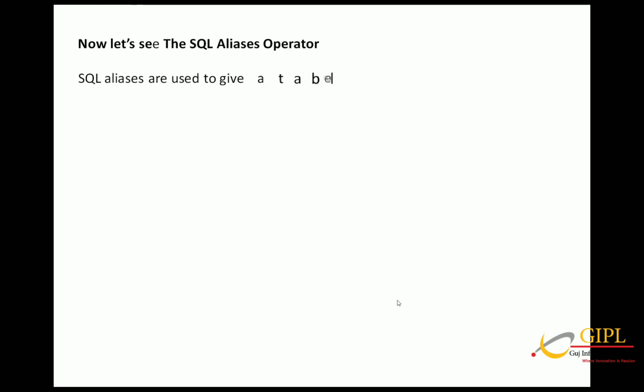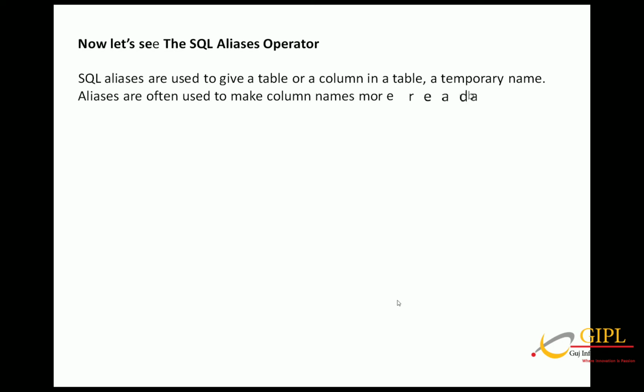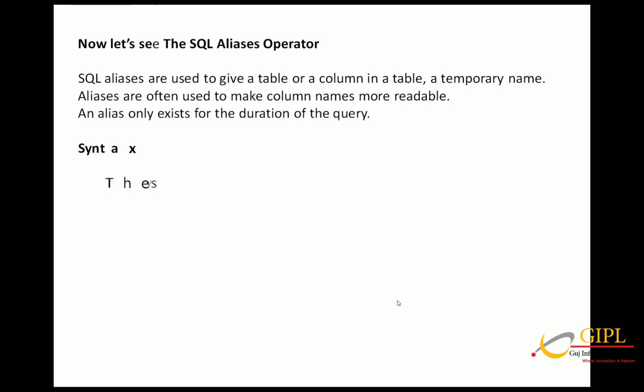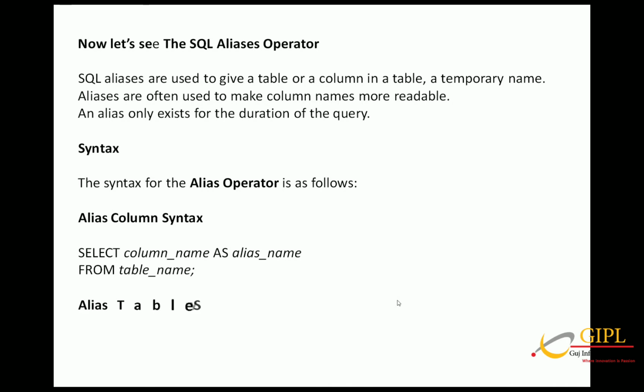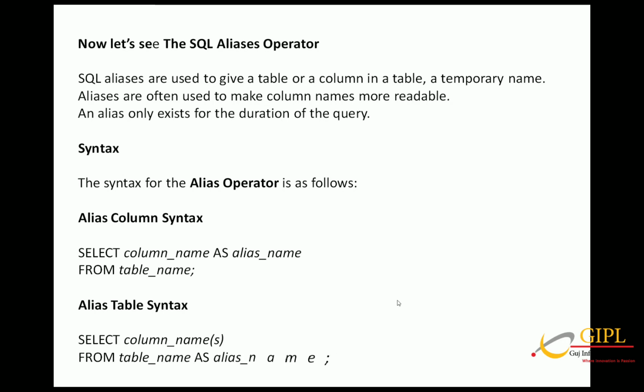Now let's see the SQL alias operator. SQL aliases are used to give a table, or a column in a table, a temporary name. Aliases are often used to make column names more readable. An alias only exists for the duration of the query. Syntax. The syntax for the alias operator is as follows. Alias column syntax: select column name as alias name from table name. Alias table syntax: select column name from table name as alias name.